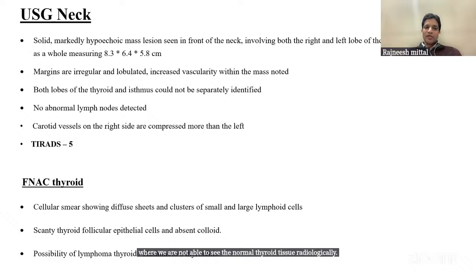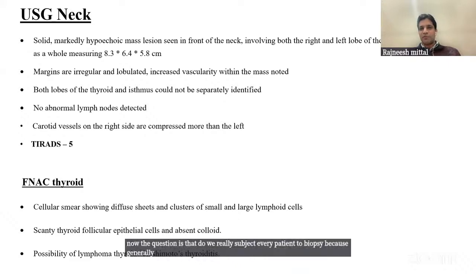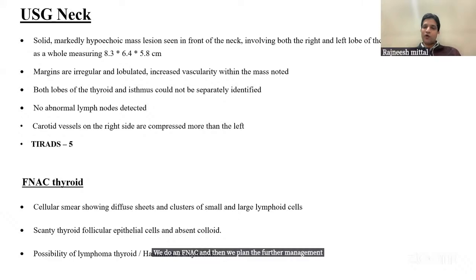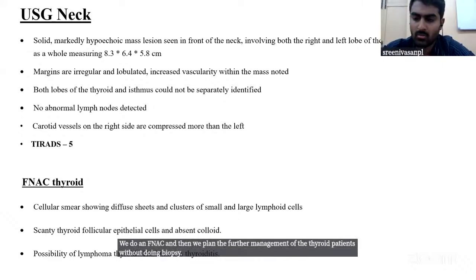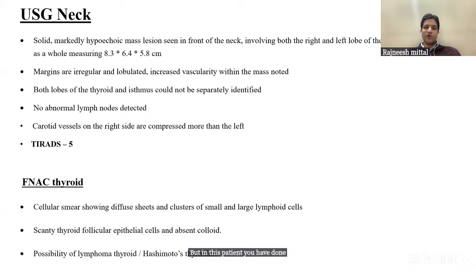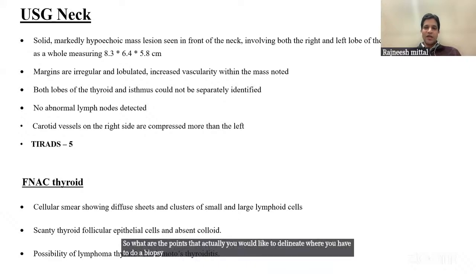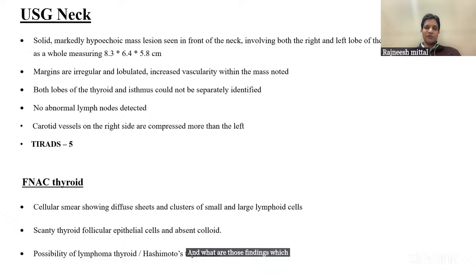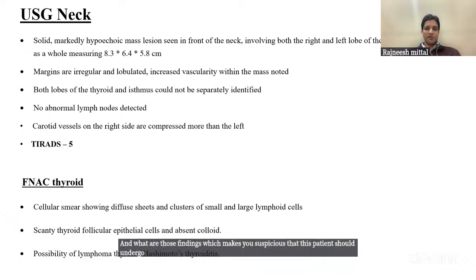Yes, sir. And the second thing is that you have done FNAC in this patient where we do see some lymphoid cells. Now the question is, do we really subject every patient to biopsy? Because traditionally, when we see patients with nodules, we do an FNAC and then plan the further management of the thyroid patients without doing a biopsy. But in this patient, you have done a biopsy after doing an FNAC of the thyroid gland. So what are the points where you have to do a biopsy after FNAC, and what are those findings which make you suspicious that this patient should undergo biopsy to confirm the diagnosis?